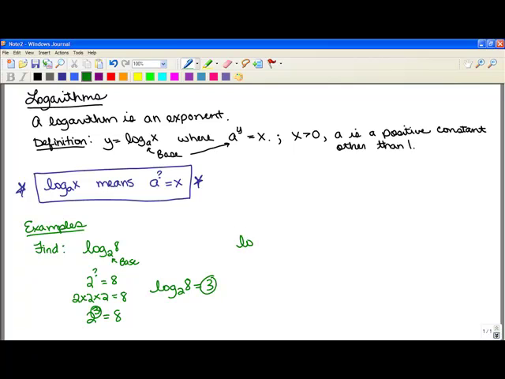The next example is find the log with the base of 4 of 16. Using our definition, the base of 4 to what power would give us 16? Well, we should know that 4 times 4 is 16. So the power would be 4 squared. So this logarithm equals 2.